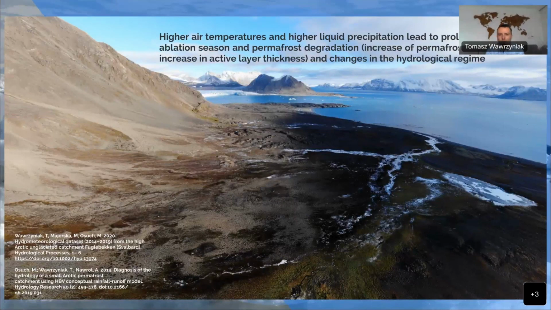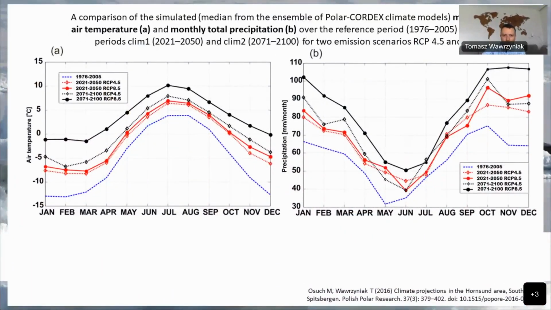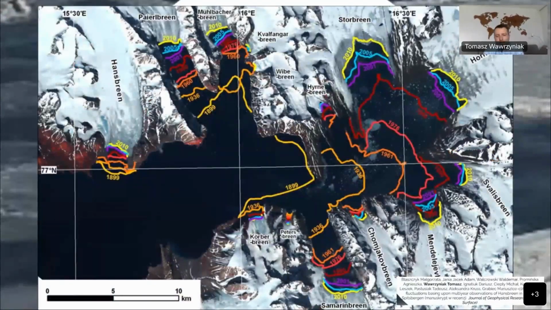And this shorter snow cover period influences also how the rivers behave. It also influences the permafrost conditions and multiple processes that we observe that are ongoing due to climate change. And according to all the simulations of future climates, the temperatures will grow. And in the end of the century, there may be even most of the year without freezing temperatures. So the temperatures will be positive throughout the year. And that's something that influences the mass balance of the glaciers.